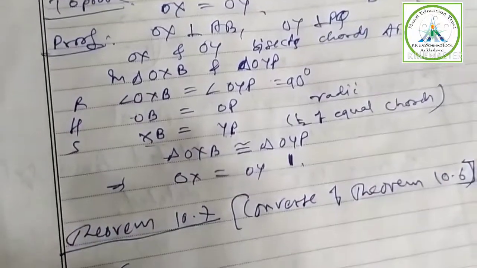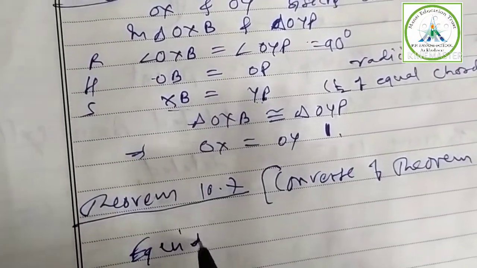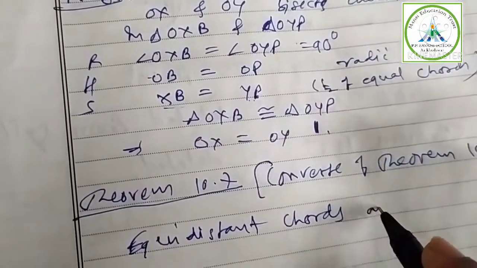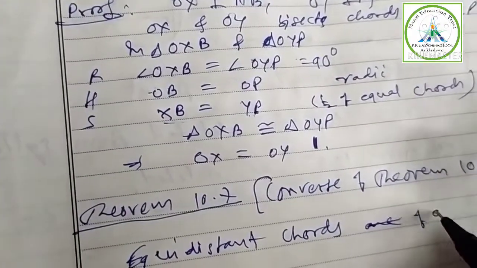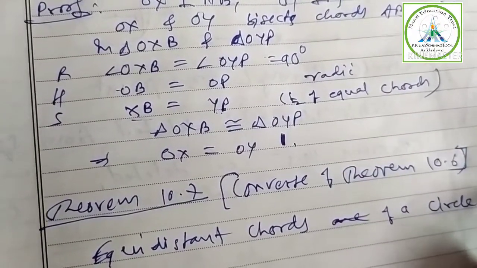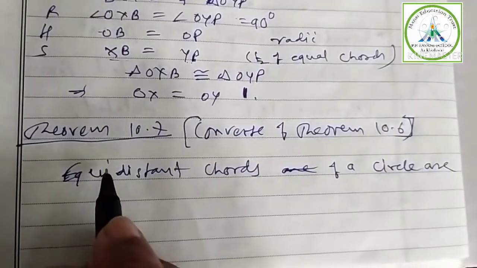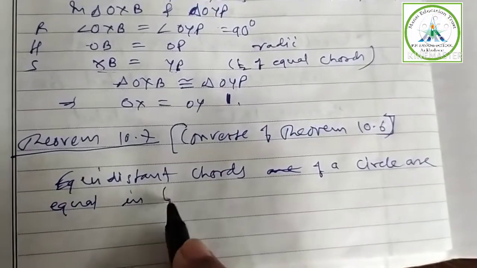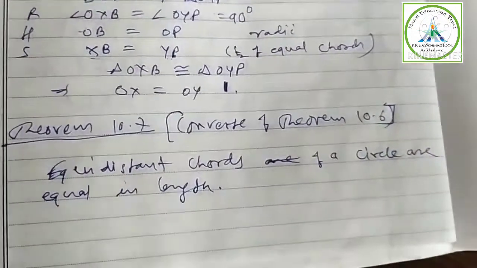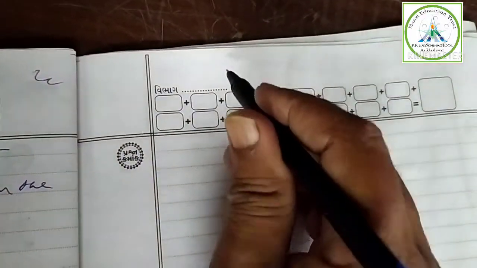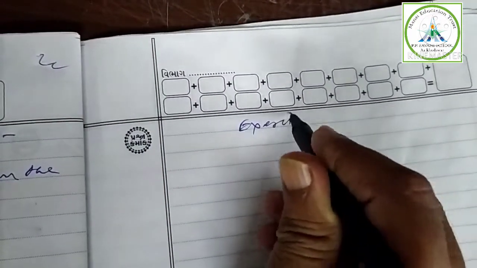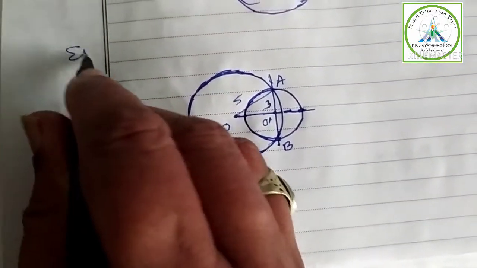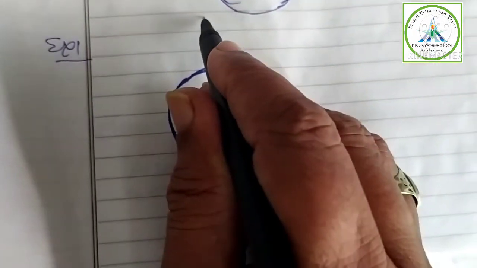Okay. Equidistant chords of a circle are equal to each other, are equal in length. This statement only you have to remember. Okay, students? Exercise 10.2. Example 1. Exercise 10.4.